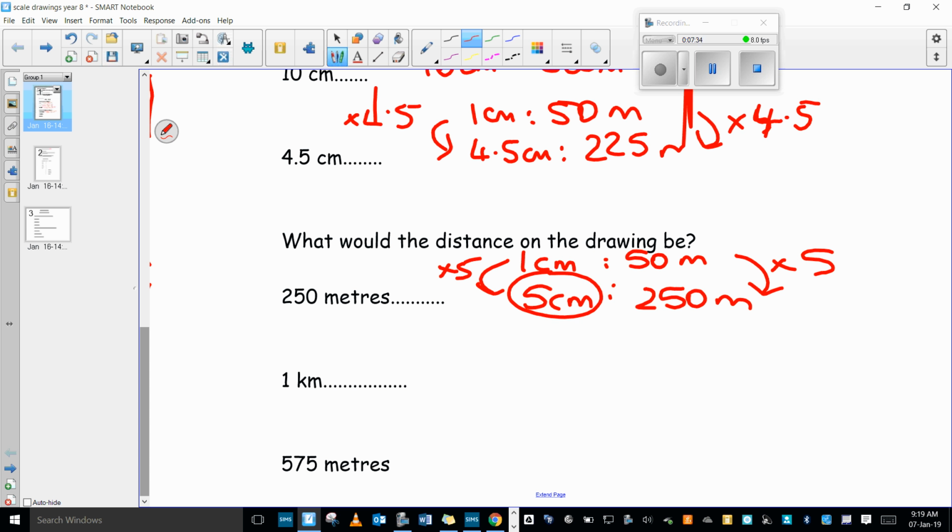Now, this one's trickier simply because they've mixed it up a bit for us, haven't they? They've given us our measurement in which unit? Sarah? Kilometers. So what we have to do now is remember how many meters that is, because we need to have it in the same unit. So who can remember how many meters there are in 1 kilometer?